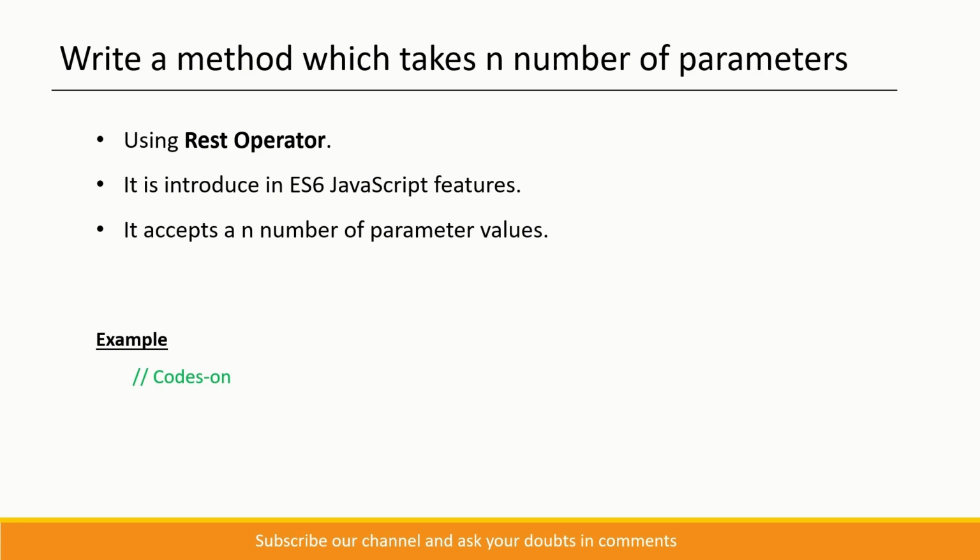So we don't know how many parameters will come to the function. That time the rest operator comes into the picture. Using the rest operator, we accept dynamic parameters in a user defined method. So let's see this at code level.